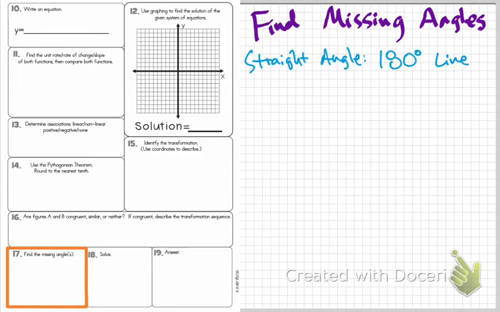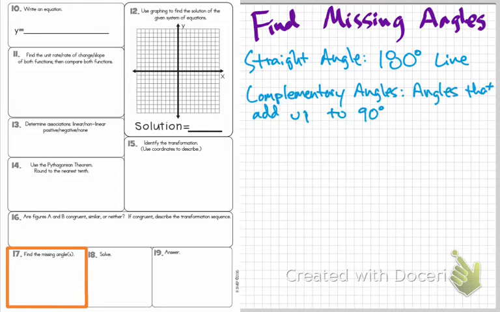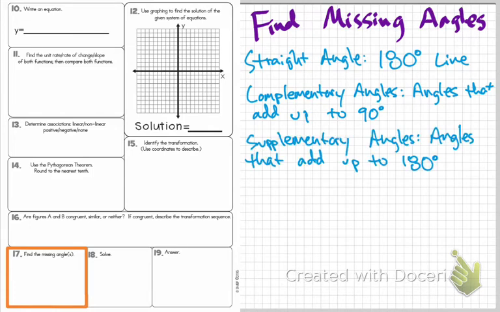Our first vocabulary word that we want to know is the term straight angle. And a straight angle is simply a 180 degree line. We should already know that all straight lines would equal 180 degrees. And this is just a fancy way that we would describe that in math, and we would call it a straight angle. We also know that complementary angles are angles that add up to 90 degrees. And similar to complementary angles, we have supplementary angles. And supplementary angles are angles that, when we put together, add up to 180 degrees.